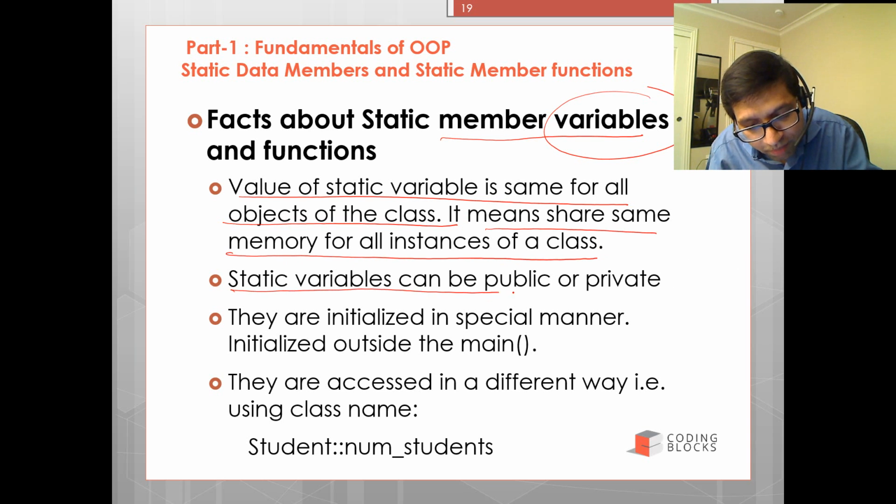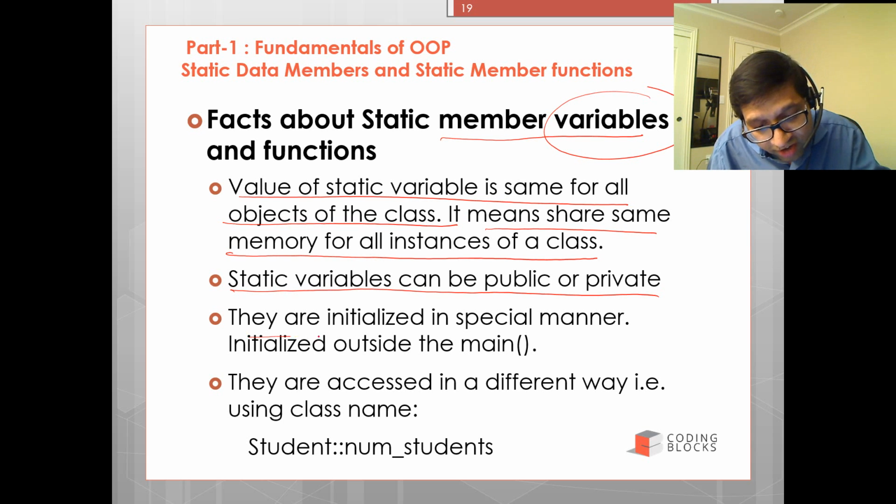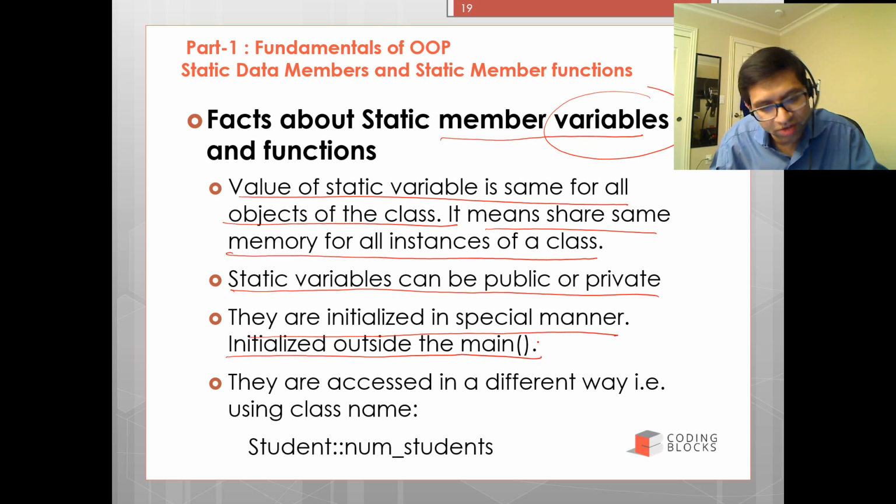Static variables can be public or private. We can define, say, public or private. When we say private, we need to have a function, static function, to access them, to return them, to set them. Right? They are initialized in a special manner. Initialize outside the main function. So to initialize, we'll see in a code how we initialize the value of a static field. उनको स्पेशल तरह से इनिशलाइज करते हैं आउटसाइड द क्लास एंड आउटसाइड द मेन फंक्शन. I'll show you how to initialize them.